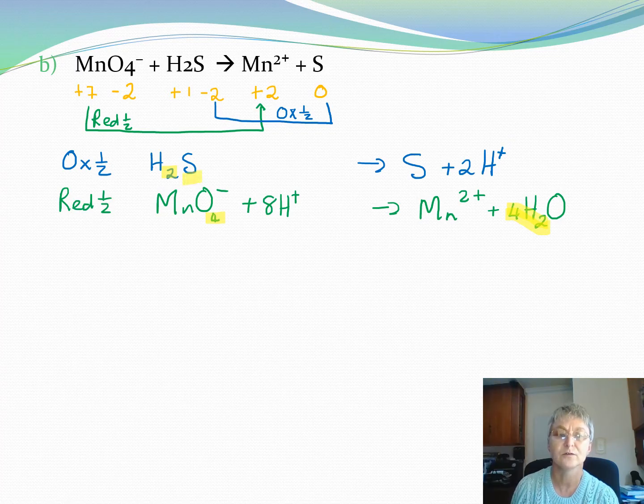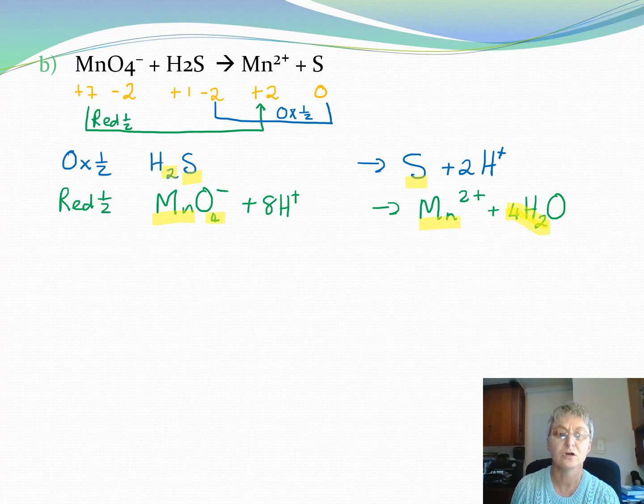Then the next step is to balance the number of elements that are not hydrogen, not oxygen. So the sulfur on the oxidation half reaction is balanced already, and the manganese is balanced in the reduction half reaction. The next step is to balance the charge.